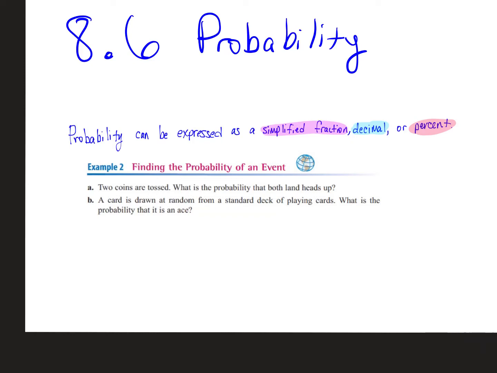All right, probability, guys. We've all heard and talked about probability. You guys hear probability all the time. What's the probability of this happening?